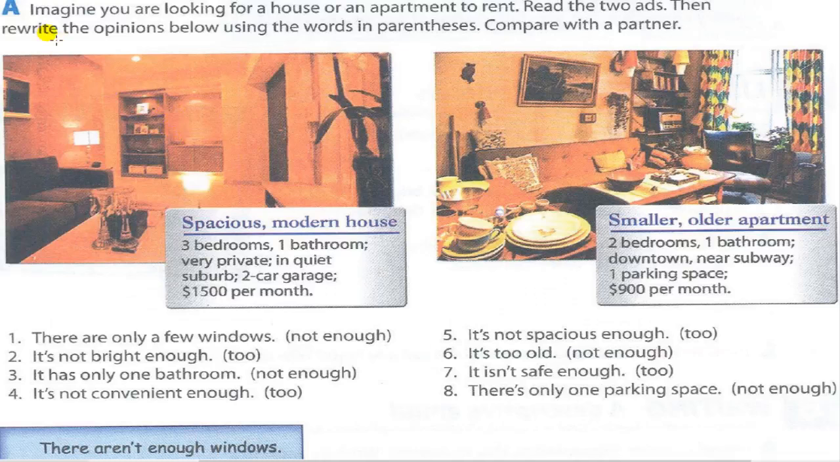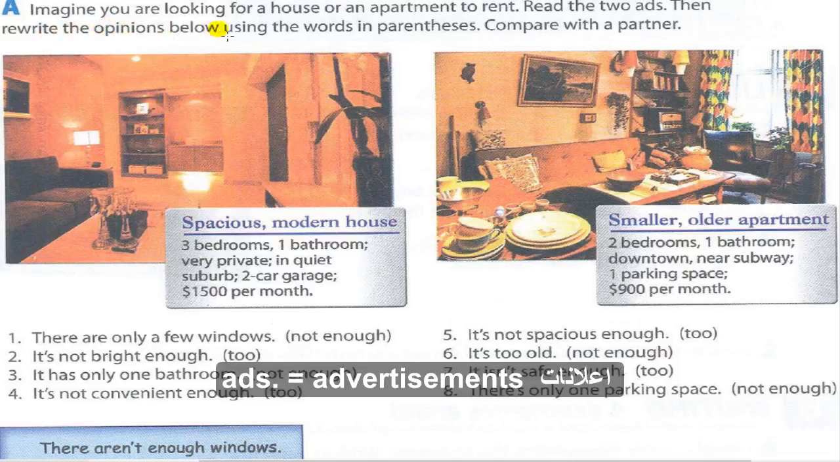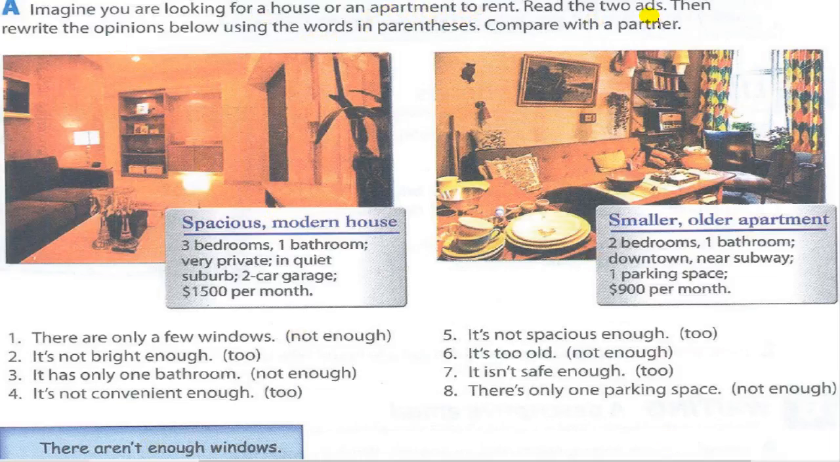A. Imagine you're looking for a house or an apartment to rent. You are searching for a house or a flat to rent. Read the two ads, advertisements, then rewrite the opinions in blue using the words in parentheses. Compare with a partner. You read them and then you write the opinion and use these words between brackets.